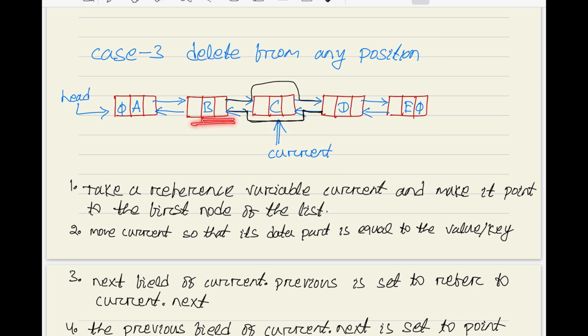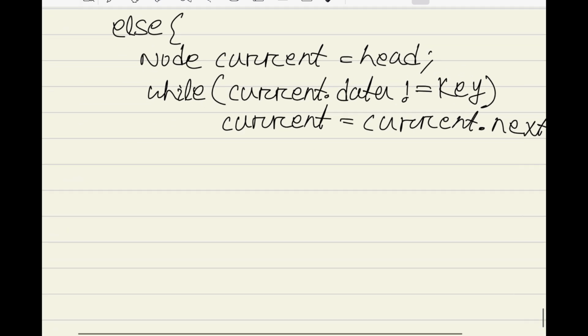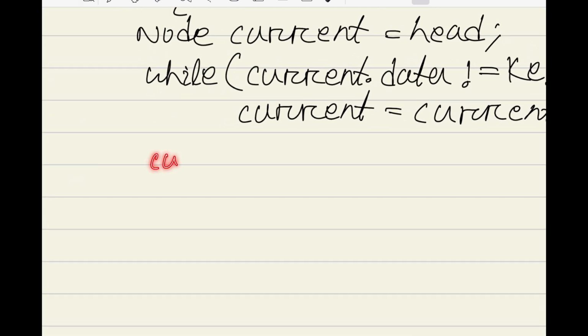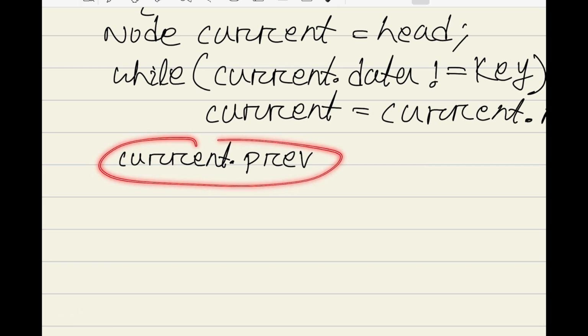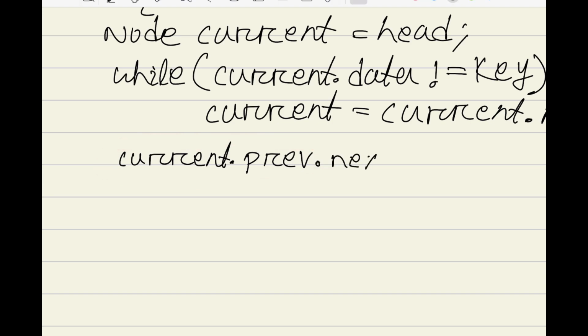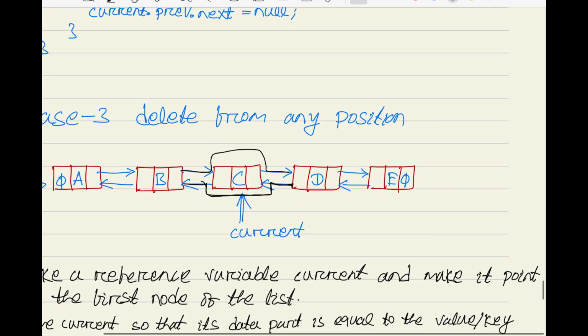Now, update its next. Which next? The previous of current's next. For that we can write current dot previous. The node just before the current and its next. So, the previous node's next is going to refer to this one.